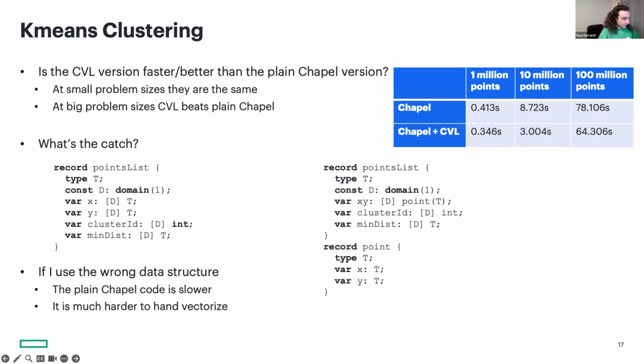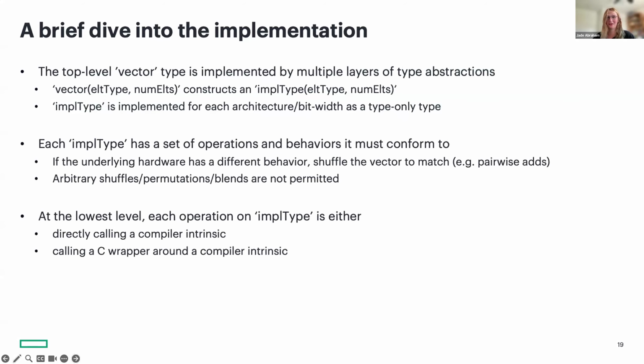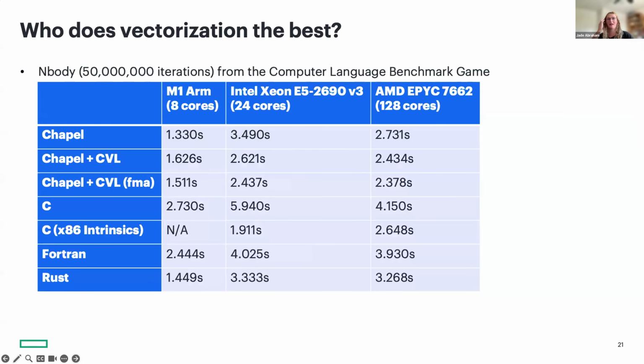And there's another question in the chat. For the n-body benchmark, does the performance become better for the larger number of particles? Honestly, I didn't test it at a larger number of particles because the computer language benchmark game only uses that size. So I just use that size as well.